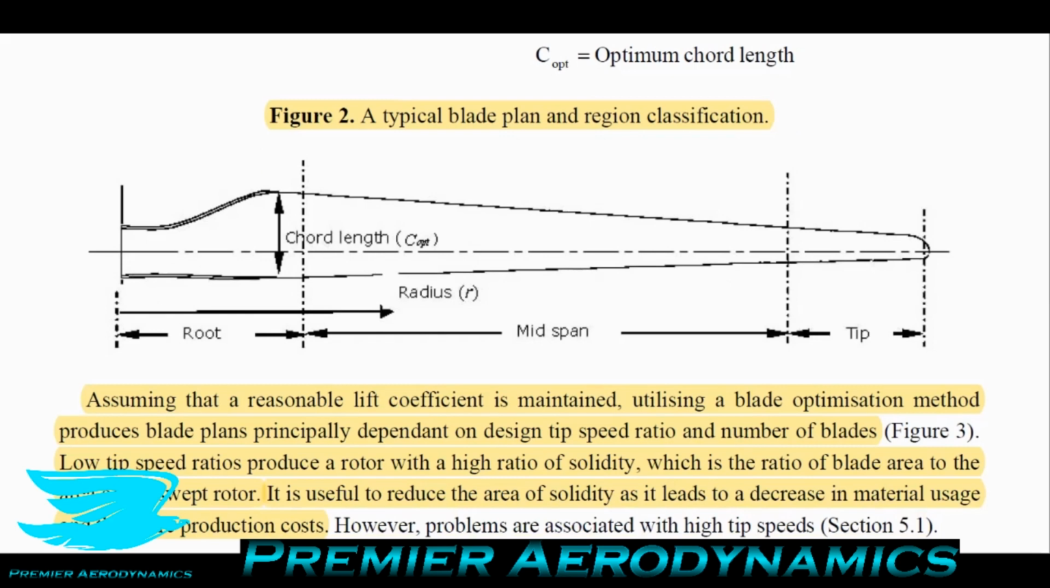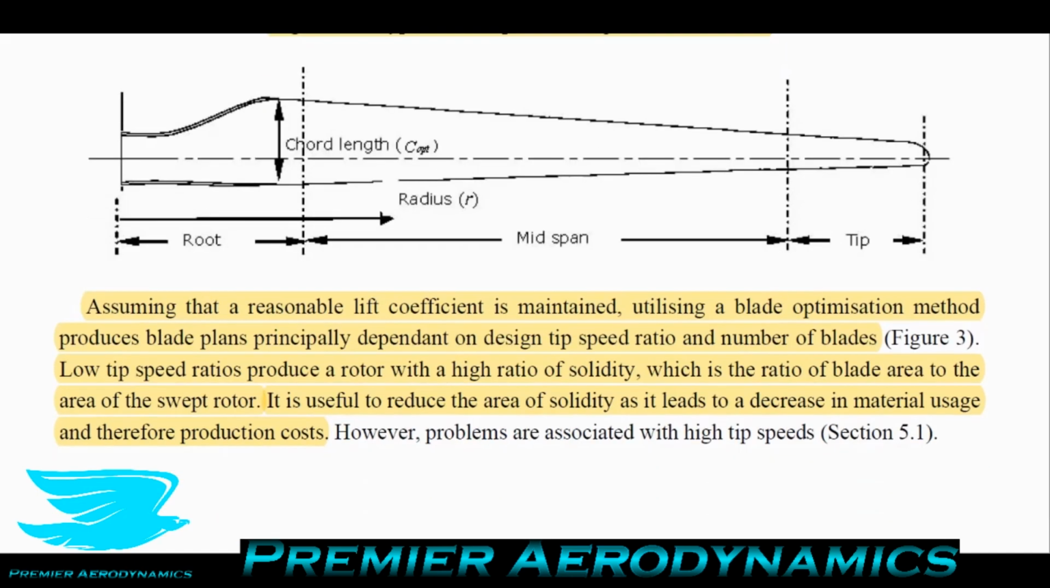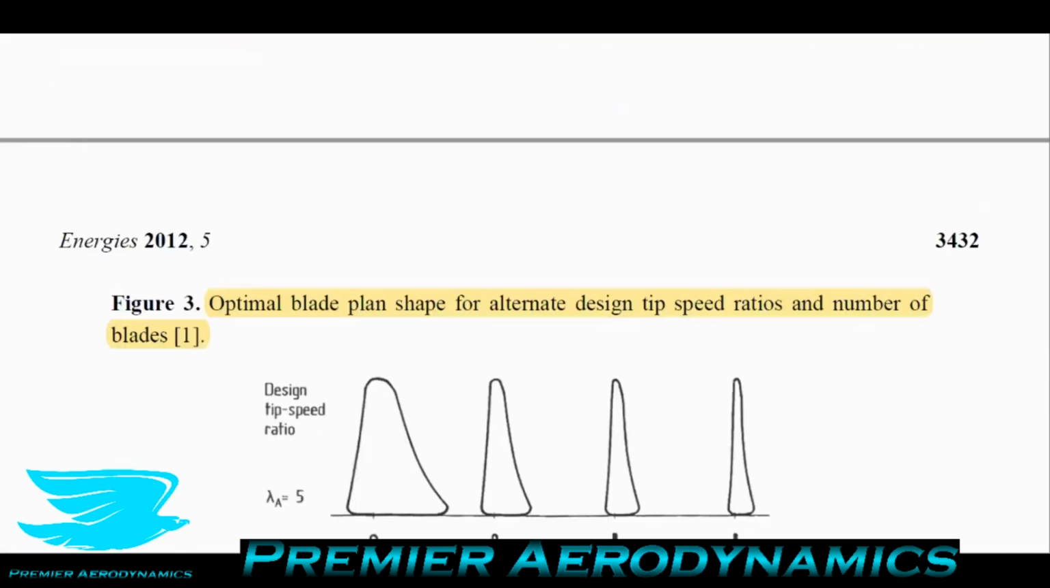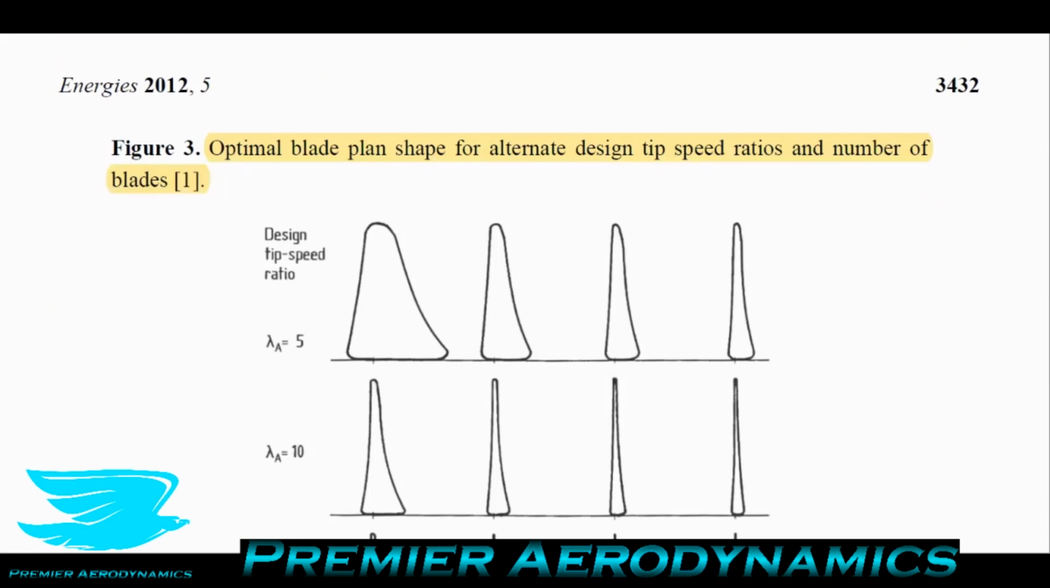They say that assuming that a reasonable lift coefficient is maintained, utilizing a blade optimization method produces blade plans principally dependent on design tip speed ratio and number of blades. So in figure 3, let's look at that. Figure 3 is pretty cool. They have the optimal blade plan shape for alternate design tip speeds and number of blades.